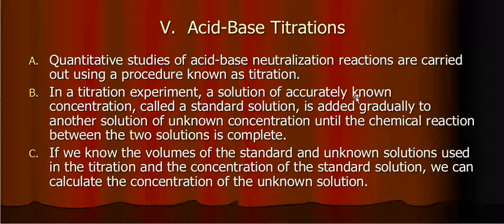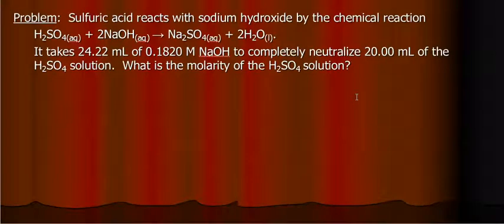Acid-base titrations. In a titration experiment, you have a solution that's of known concentration, which is called a standard. It's gradually added to another solution of unknown concentration until the reaction between them is complete. And if we know enough information, we can calculate the concentration of the unknown solution. So let's look at this example here. Balanced chemical equation. I know the volume and molarity of the base, NaOH, and I need to calculate the molarity of the H2SO4. I always start in a titration experiment where I have two numbers.